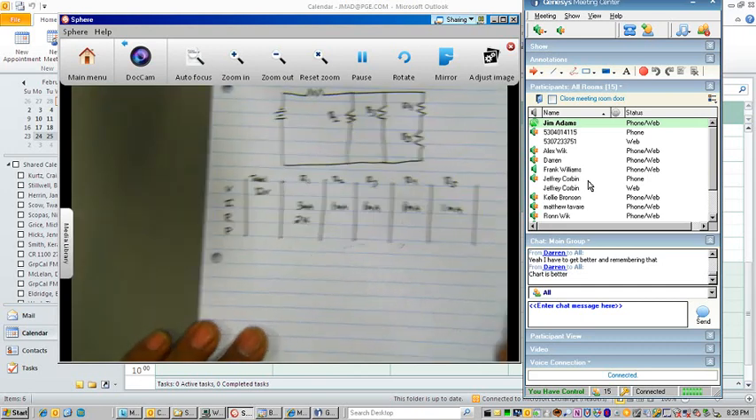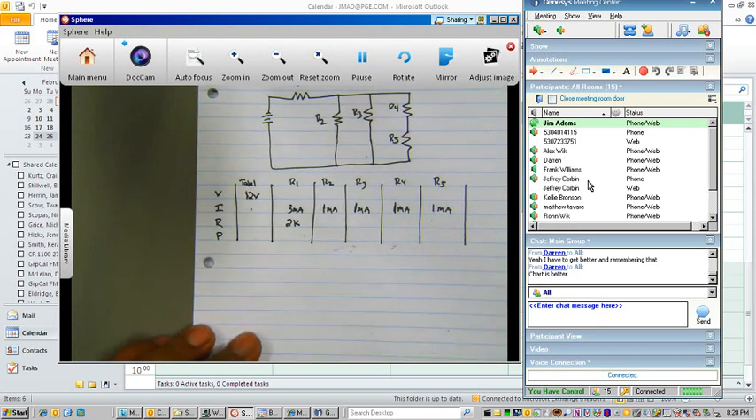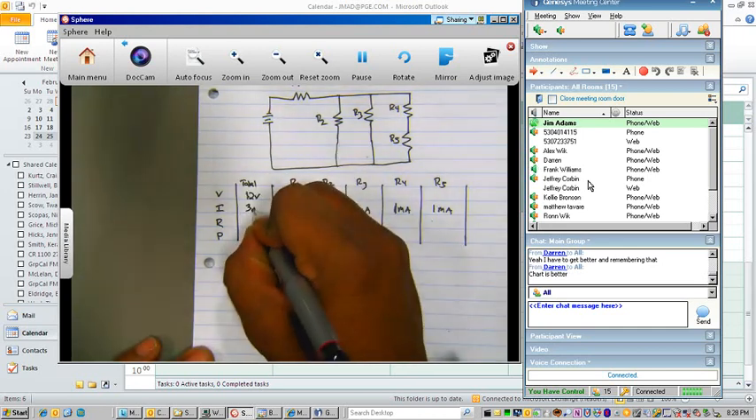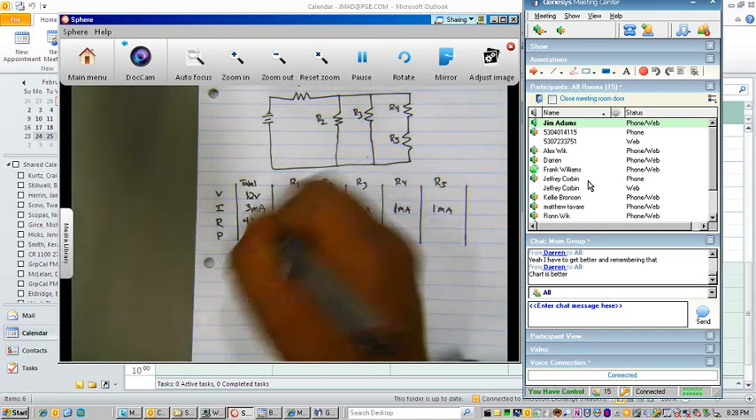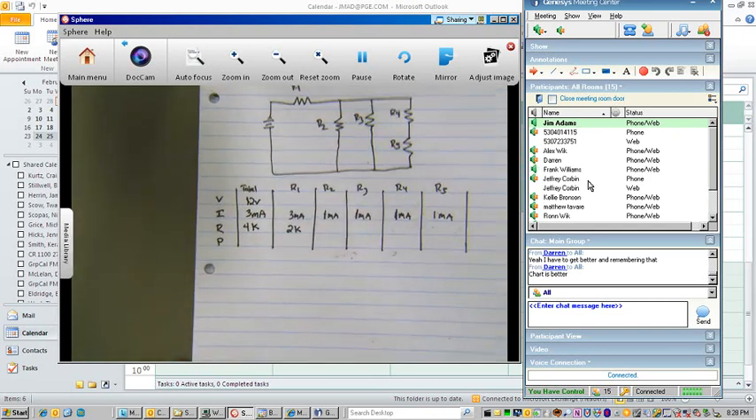Current through R1 is 3 milliamps. Current through R2 is 1 milliamp. Current through R3 is 1 milliamp. Current through R4 is 1 milliamp. And current through R5 is 1 milliamp. And R1 is 2K. That's all they give us? Huh. Alright. We can do this.